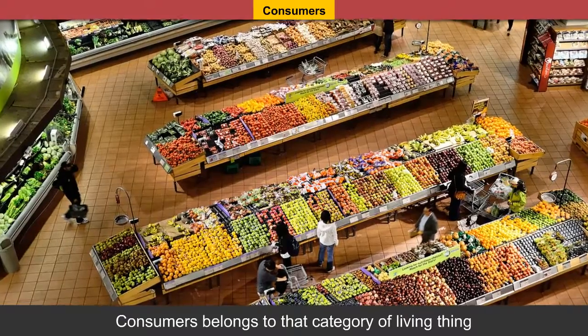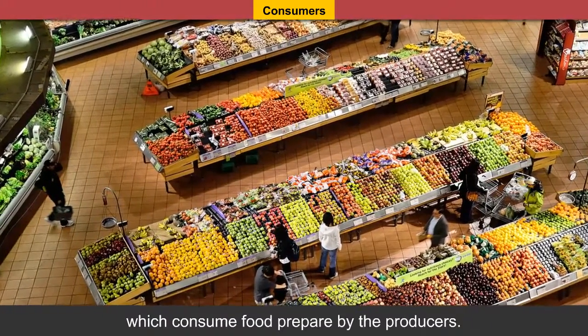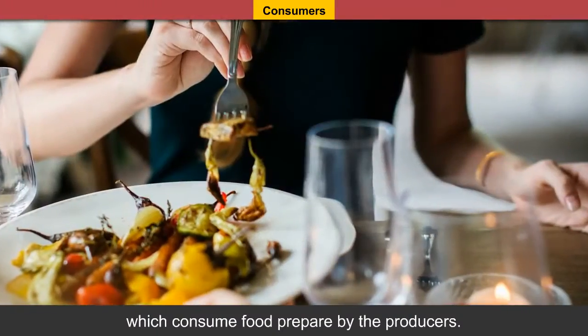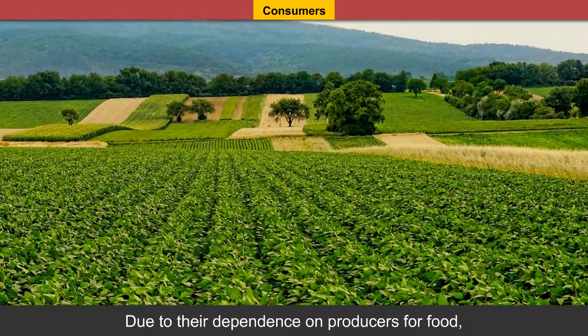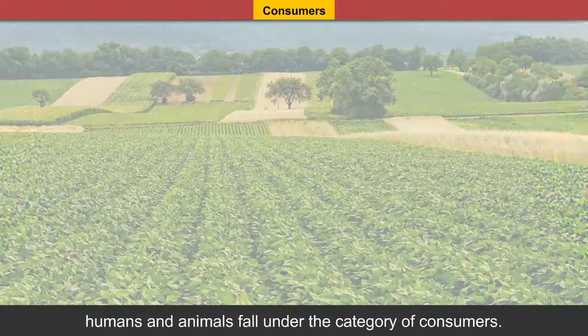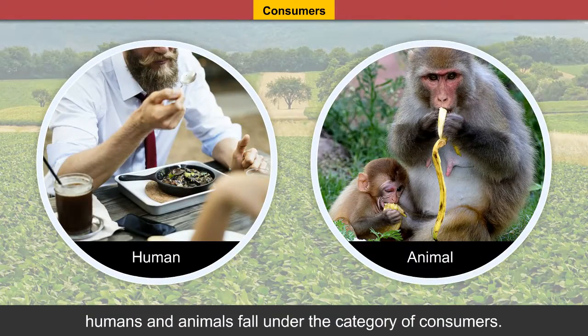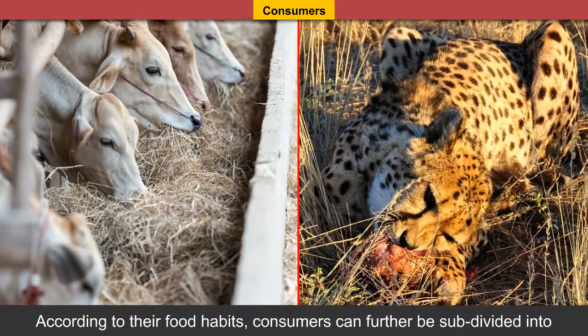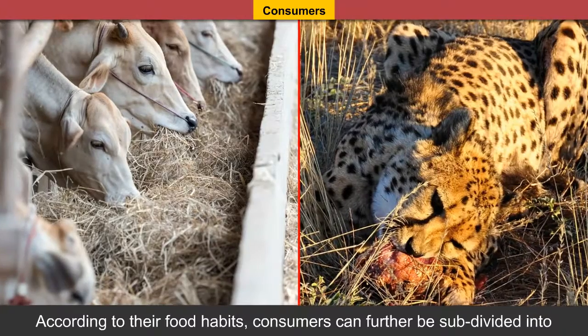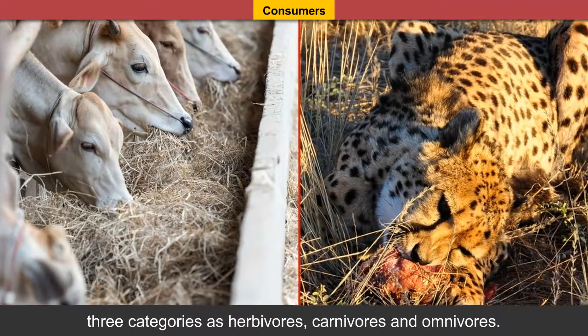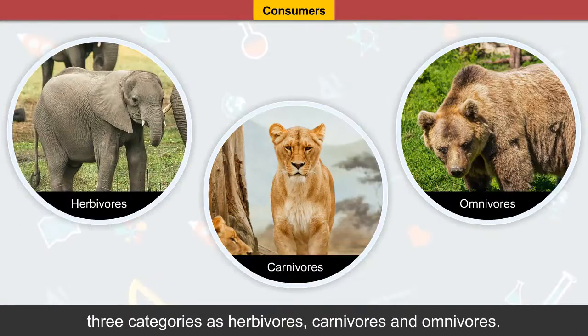Consumers. Consumers belong to that category of living things which consume food prepared by the producers. They are also known as heterotrophs. Due to their dependence on producers for food, humans and animals fall under the category of consumers. According to their food habits, consumers can further be subdivided into three categories as herbivores, carnivores, and omnivores.